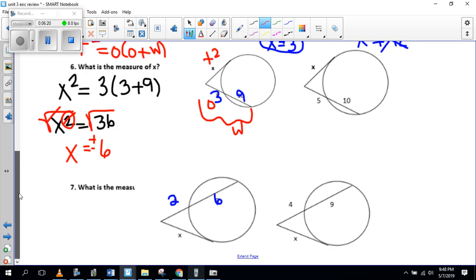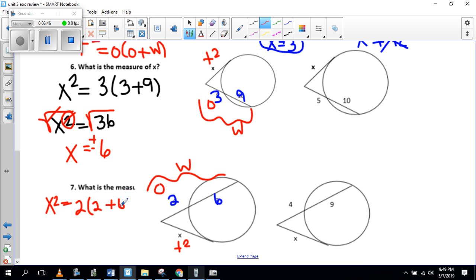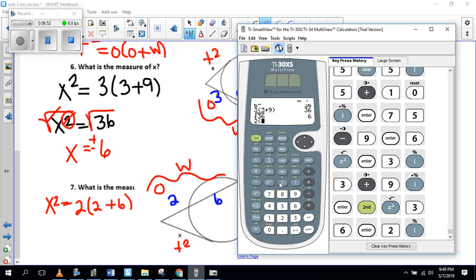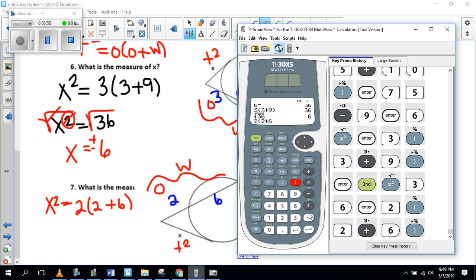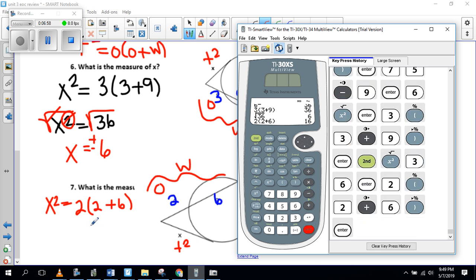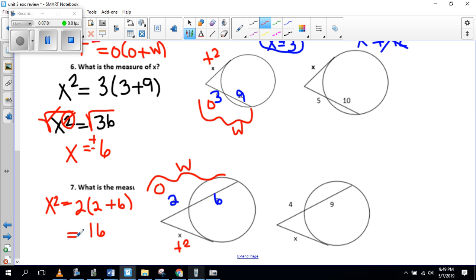Okay, so let's try another one, and it's very similar to what we just did. If we look here, 2 is my outside, 6 is my whole, X is my T squared. So I'm going to go ahead and plug into my formula. X squared equals, okay, we got our outside of 2. And remember, we're going to have another twin, so we're going to have 2 there, plus our 6. So this side I know I can just plug into my calculator. We got 2 parentheses 2 plus 6. Plug it into our calculator, and we get 16 equals X squared.